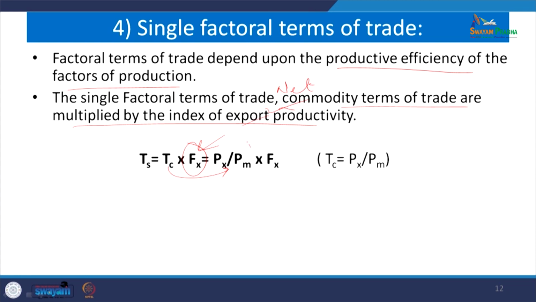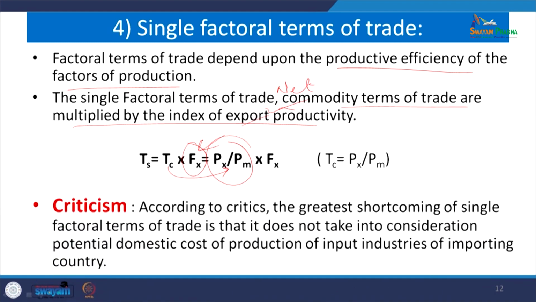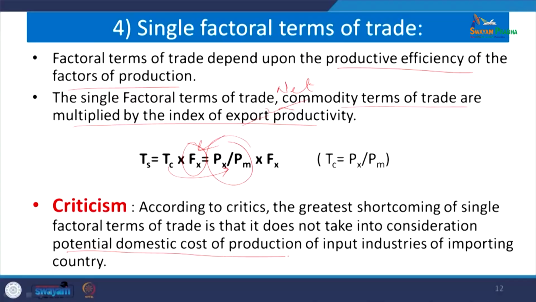So, out of our net barter terms of trade, how much is actually connected to factor productivity? Now, factor productivity is very difficult to measure, so there are a number of critics of it. According to the critics, the greatest shortcoming of single factoral terms of trade is that it does not take into consideration the potential domestic cost of production of input industries of the importing country.